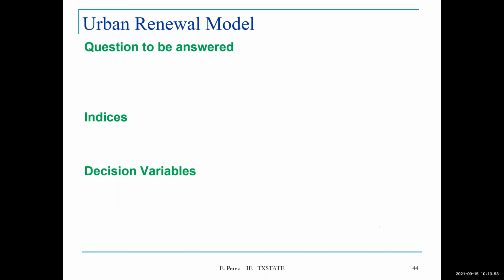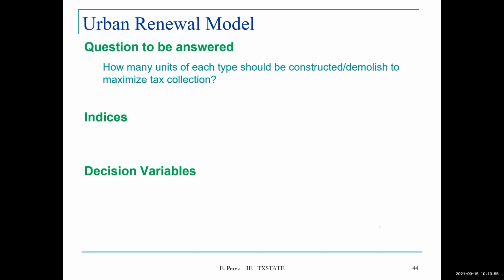So what are the questions to be answered? How many units of each type should be constructed and demolished to maximize the tax collection? In this problem, we're going to have i representing the type of home, and xi the number of units of type of home i. As you saw, there are 4 different types. So again, how many units of each type should be constructed to maximize the tax collection?